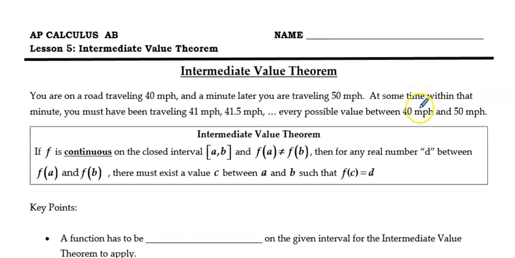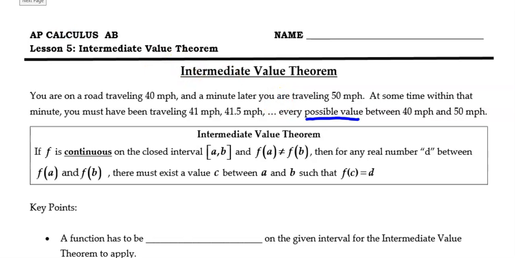We don't know exactly when that C is, but there's some time within that minute that you had to go 41 miles per hour. Right, in order to go from 40 miles per hour to 50 miles per hour, you had to go through 41, 41.5, 43 miles per hour, 47 miles per hour. You had to do that. So every possible value between 40 miles per hour and 50 miles per hour. And the reason why is because it's a continuous function, right? You can't go from 43 miles per hour to 47 miles per hour without going through 44, 45, and 46. So that's the idea behind the intermediate value theorem.